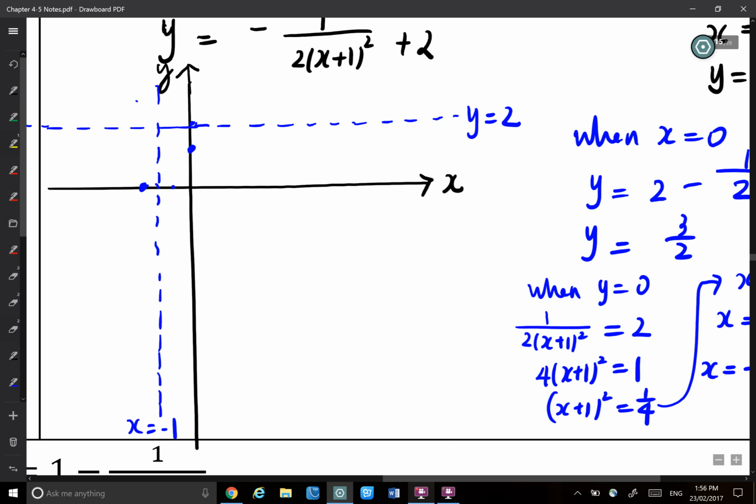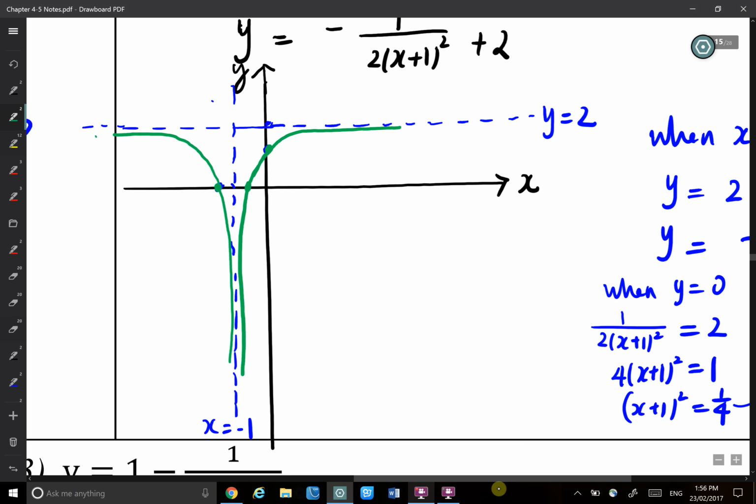Which is this point, and this point, and this point. The graph will somehow look like this. This is (0, 3 over 2). That point is (negative a half, 0). That is (negative 3 over 2, 0).